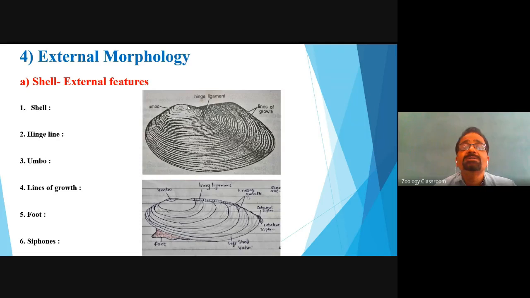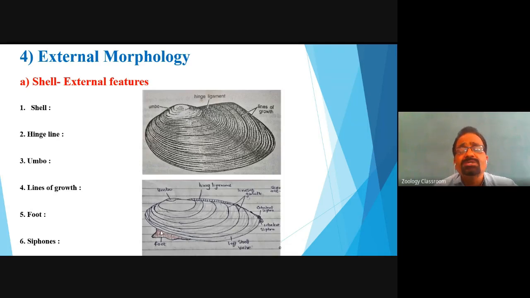Umbo, this is the part, the whitish part of the body, the bulged part rather you can say, and this is the part which is grown first during the embryonic condition. And the lines of growth, these are the lines, you can see the concentric lines are added as the animal grows, so these are called lines of growth. From these lines of growth we can calculate the age of the animal.